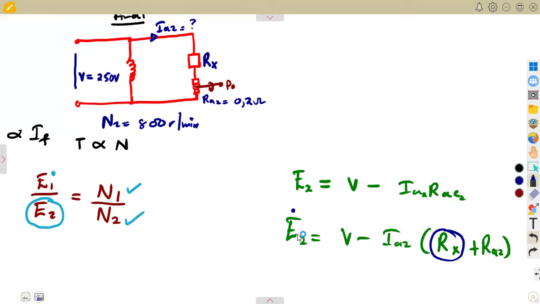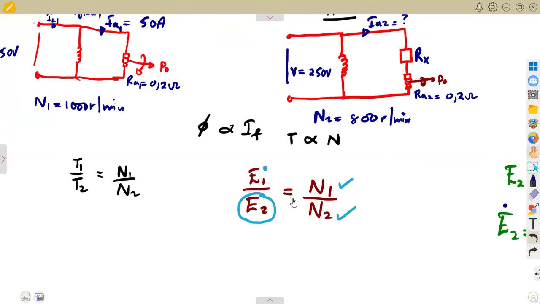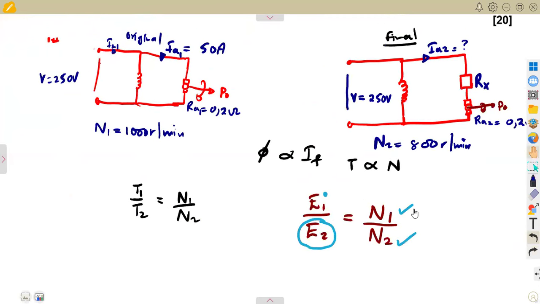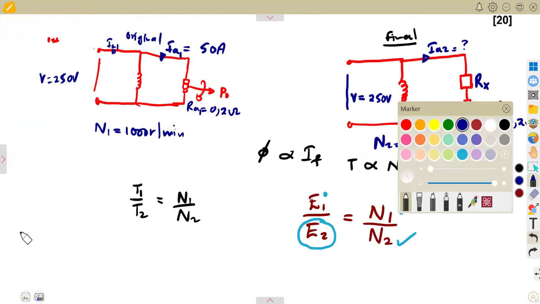But where are we going to have the E2? From the speed control formula. That is where we can have E2. So that is why I'm saying we can focus on finding E2. But we do not have E1, which is the generated EMF of the original condition. What was going to be our E1? As we can see, we can calculate E1 in this case.